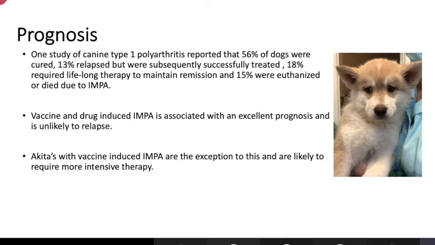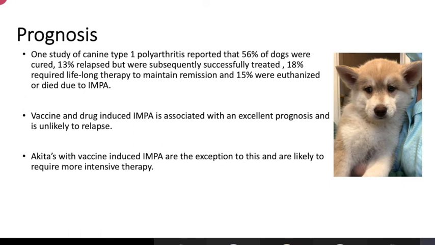And just an overview, one study of canine type 1 polyarthritis reported that 56% of dogs were completely cured and were able to come off immunosuppressive therapy, and 13% did relapse but were subsequently treated. 18% required long-term therapy to maintain remission, and unfortunately 15% were euthanized or died due to IMPA. So just to give an overview of some of the statistics we have.